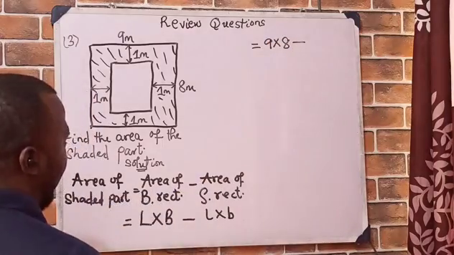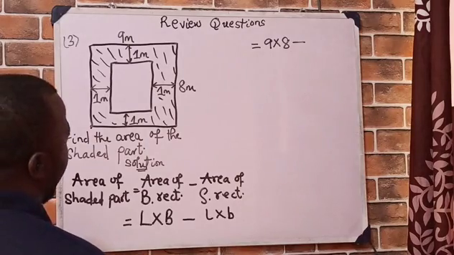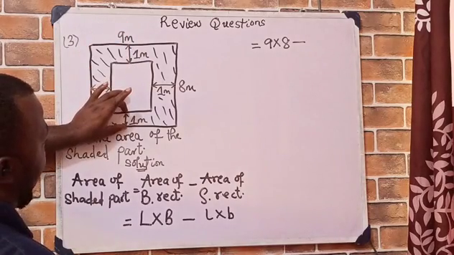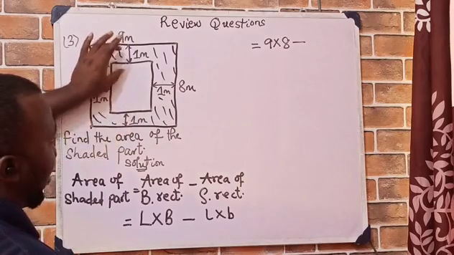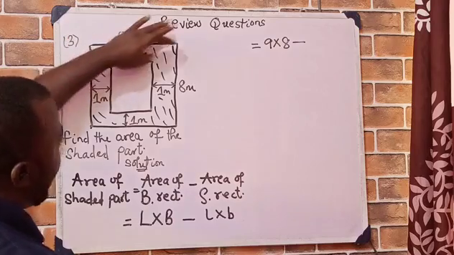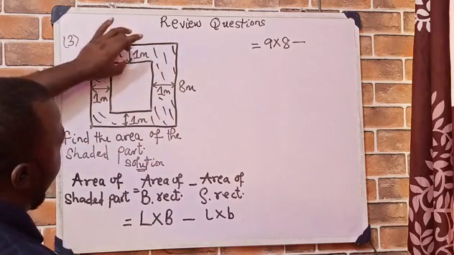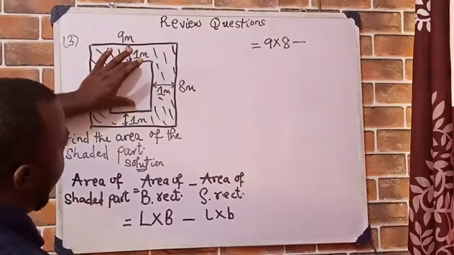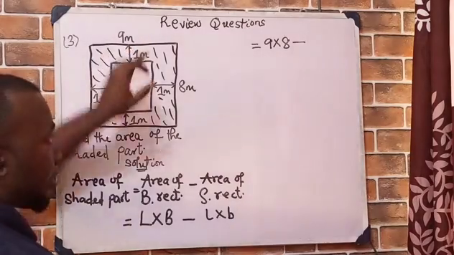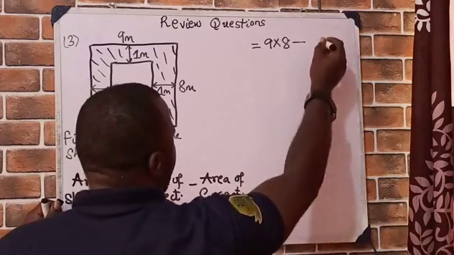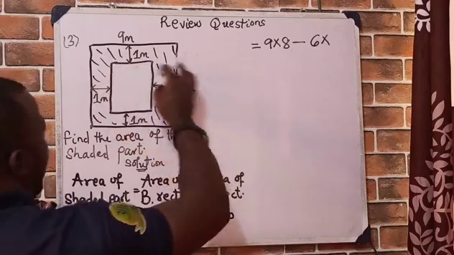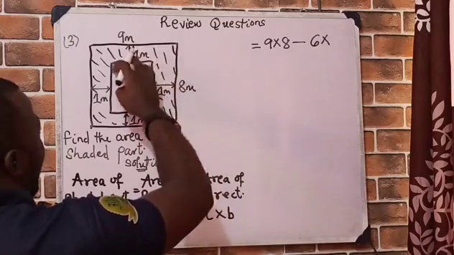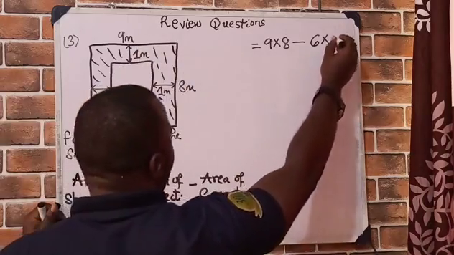minus, how do we get the length of the smaller rectangle? Remember that 1 meter has been taken off here, and 1 meter has been taken off, leaving us that 2 meters has been taken off. I mean, for these 8 meters, 1 meter has been taken off, 1 meter has been taken off, leaving us with a remaining distance of 6 meters. So here I'll have 6 times. Here also, 1 meter has been taken off, one has been taken off, leaving us with what? 7. So here should be 7.